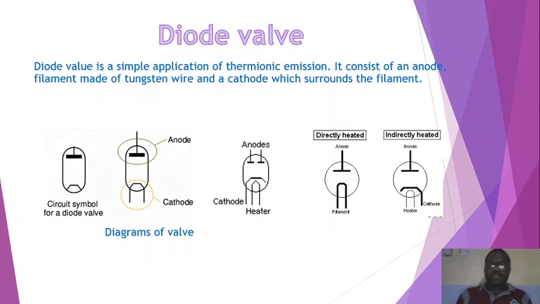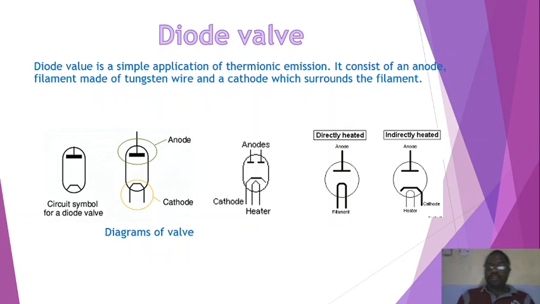And a cathode which surrounds the filament. So when you watch the diagram, you see the anode and the cathode. The cathode is just placed close to the heater. The heater, which is what? The filament. So once the filament is connected to the source of high voltage, it will now heat the cathode. Now heating the cathode, then electron will be released. That electron will now be accelerated. It will accelerate to the anode.